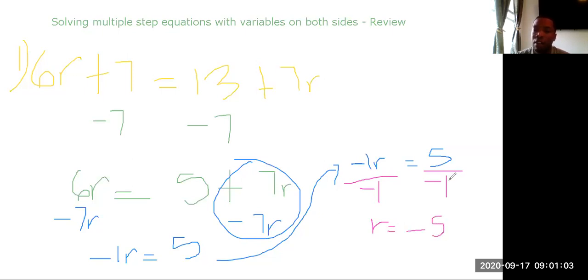Positive divided by a negative number is negative, and 5 divided by 1 is 5. So that's the first question on the worksheet. Now let's look at the second one on the worksheet. Again, you could always go back and rewatch this video.